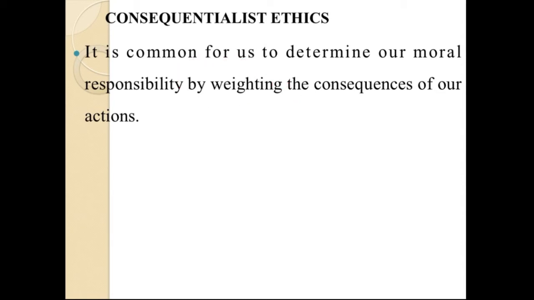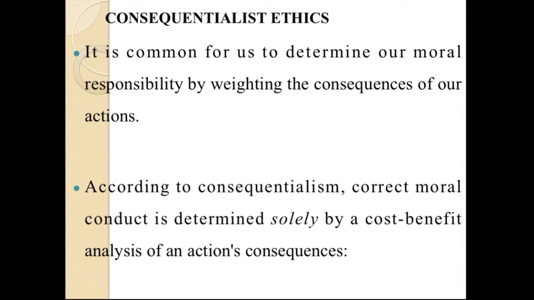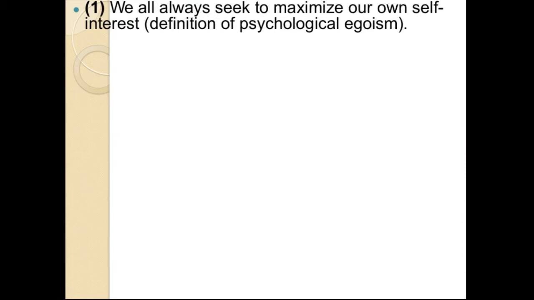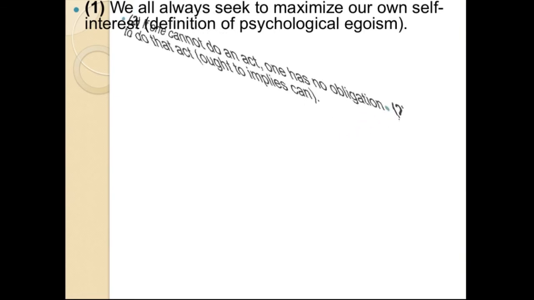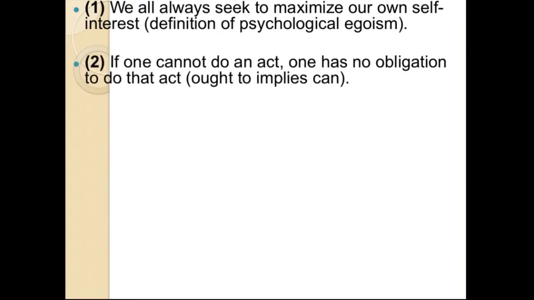So in consequentialist ethics, it is common for us to determine our moral responsibility by weighing the consequences of our actions. We have to weigh, we have to measure, or we have to calculate what is the consequence of a certain action. According to this consequentialism or teleological ethics, the correct moral conduct is determined only by the cost-benefit analysis of an action's consequences. If the consequence is bad, if the consequence is unjust or immoral or wrong, the action will be determined as wrong. If not, it will be considered as something right, so it's based on their end.